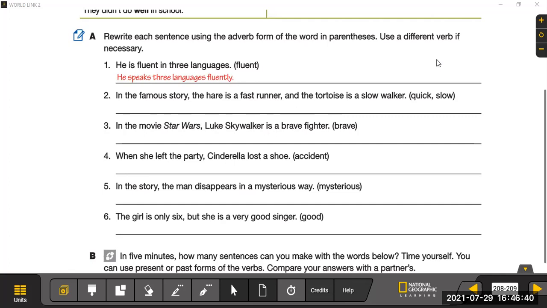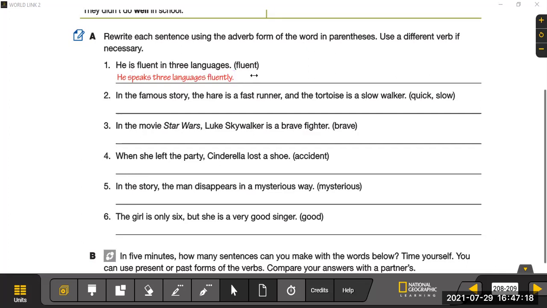Number 1 says, he is fluent in 3 languages. So it says he speaks 3 languages fluently. In that case, as you see, we are using the adverb of manner at the end, right? Because this should be the object, right? We are talking about he speaks. What does he speak? 3 languages. How? Fluently. Imagine that I only say he speaks fluent.